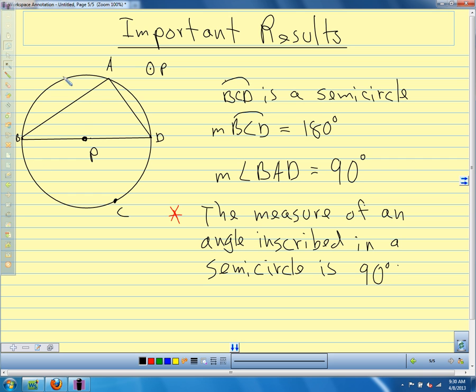So no matter where we inscribe this angle, I could inscribe this angle anywhere as long as it intercepted that semicircle, and we would always get a 90-degree angle. So it doesn't matter where I put those inscribed angles, as long as it intercepts a semicircle, that angle is going to be 90 degrees. So this angle would be 90 degrees, this angle is 90 degrees, this angle is 90 degrees. It doesn't matter where I put it, as long as it intercepts that semicircle, those angles are going to be 90 degrees. So that's our first important result.